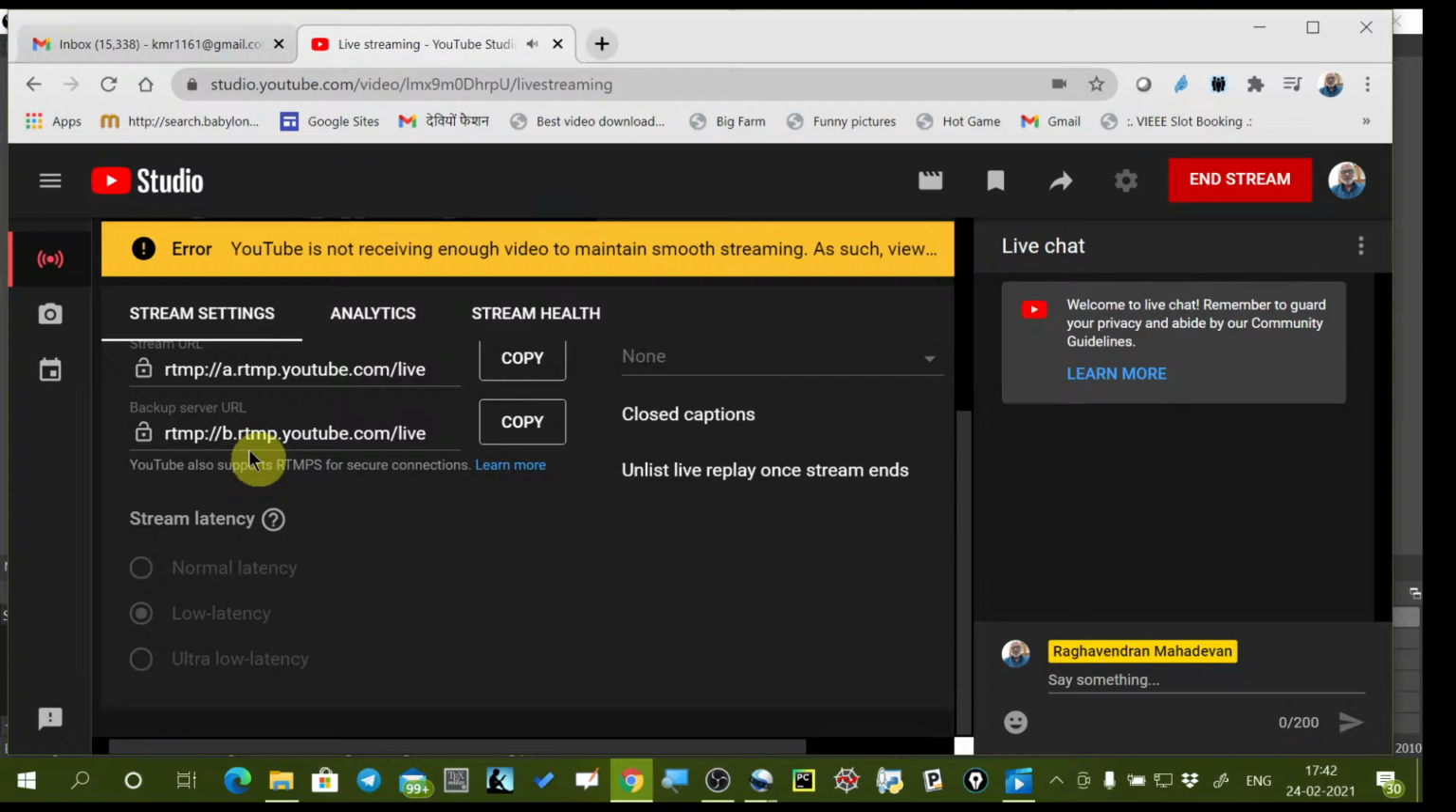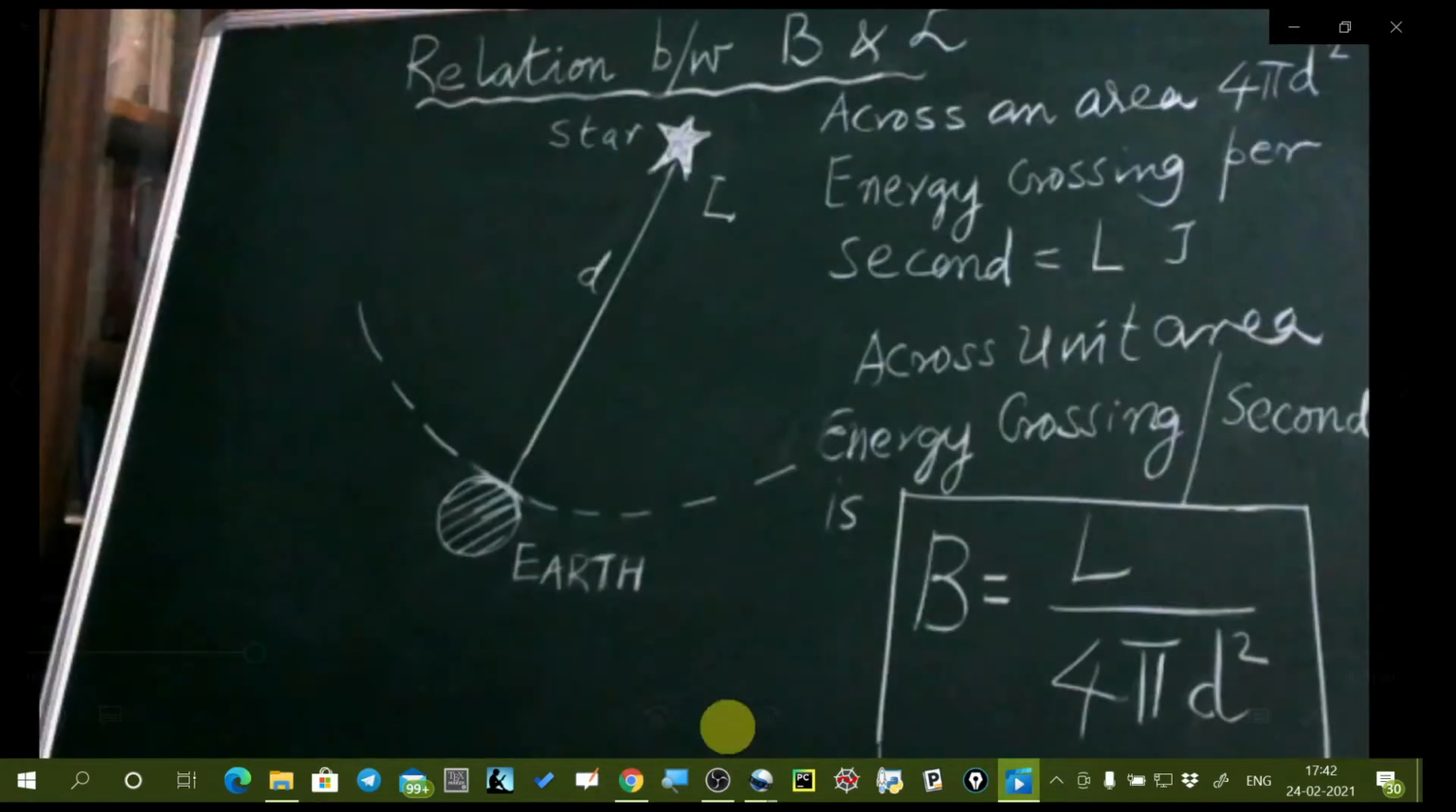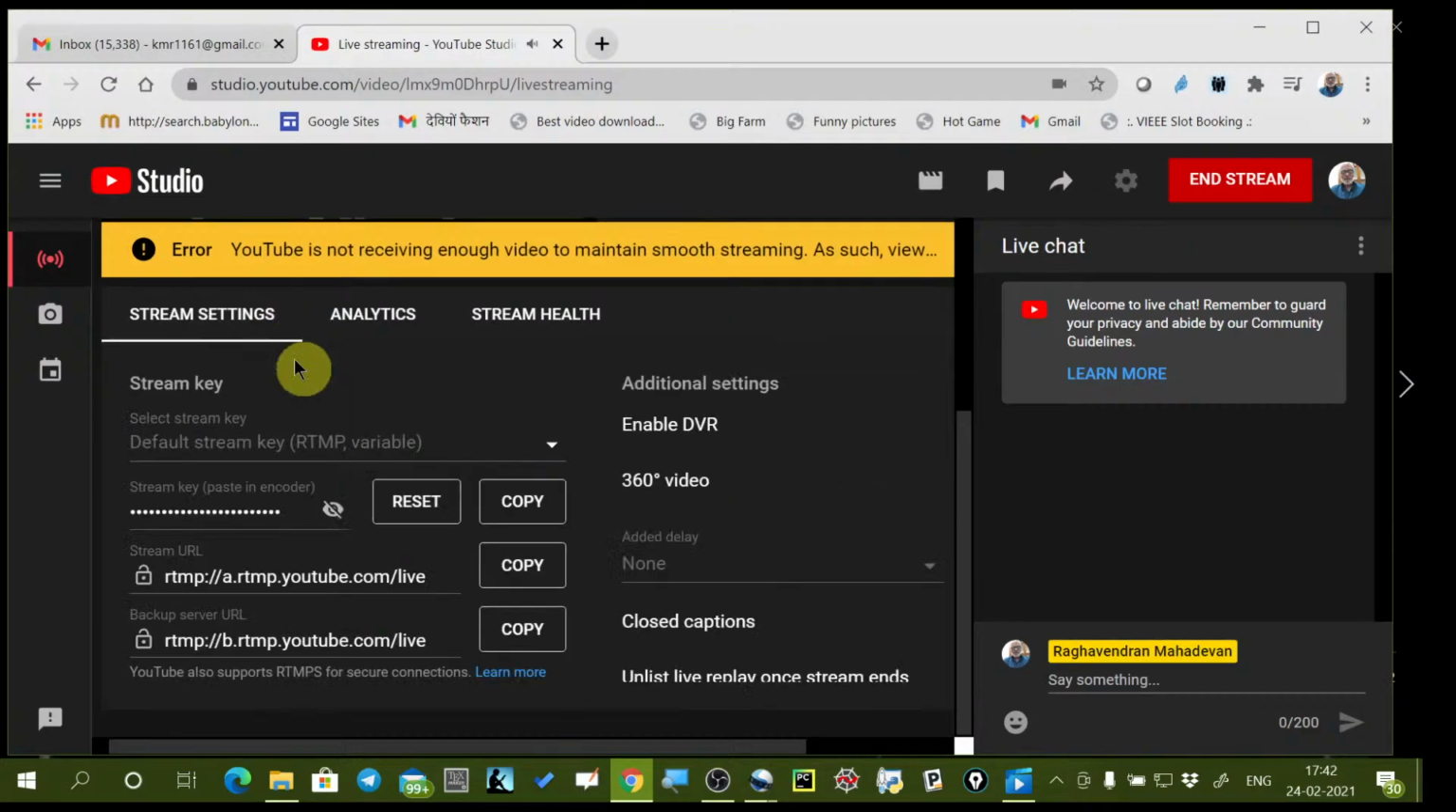Let's now look at the relationship between brightness and luminosity. Consider a surface area of the sphere with the star as center and radius d. Suppose we imagine a sphere. The surface area of the sphere would be 4 pi d squared.